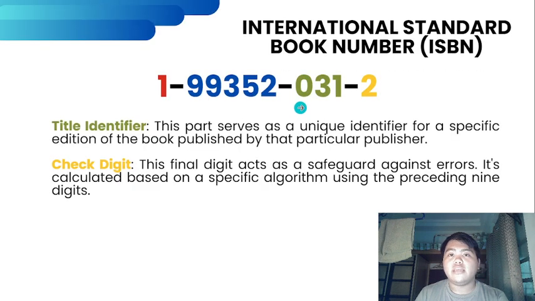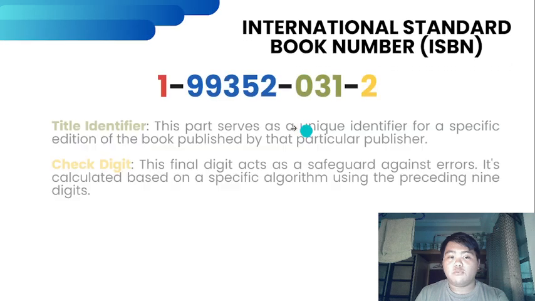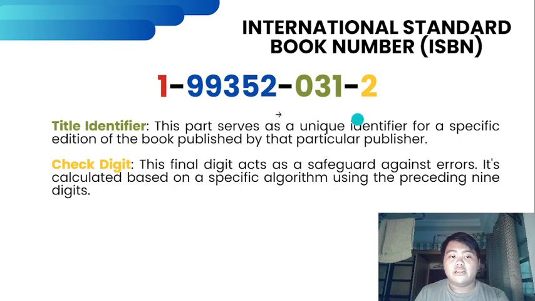The green part is called the title identifier. It serves as a unique identifier for a specific edition of the book published by that particular publisher. So the title identifier will be based on the publisher identifier, since it is a unique identifier that was given to a specific edition of a certain book.